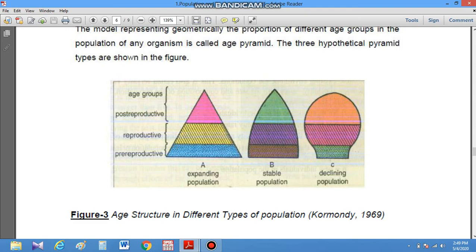In this graph we can see that in the first, expanding population, the percentage of young individuals, the pre-reproductive phase, is high. In a stable population, reproductive and pre-reproductive are almost equal, and in a declining population, the percentage of pre-reproductive, or you can say young ones, is very low compared to the post-reproductive phase. In this way we get this urn shape in the diagram. Such different age structures of different types of population we can study here.